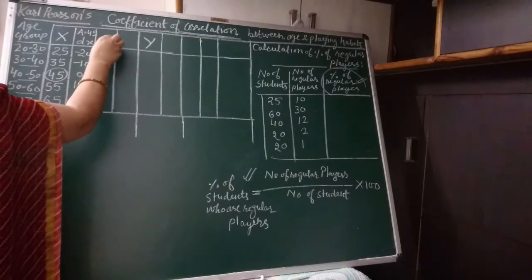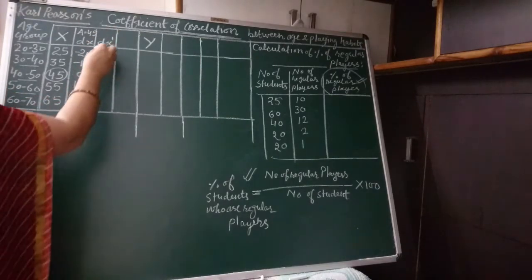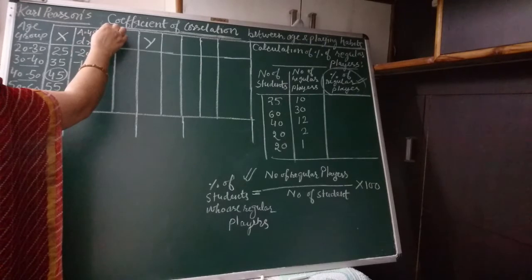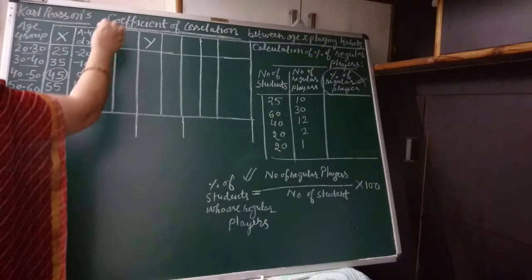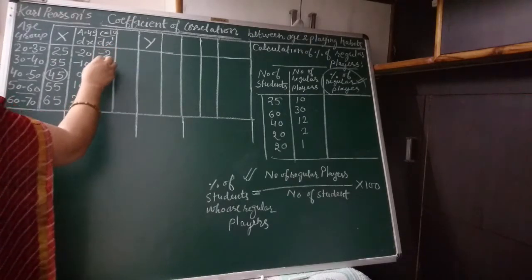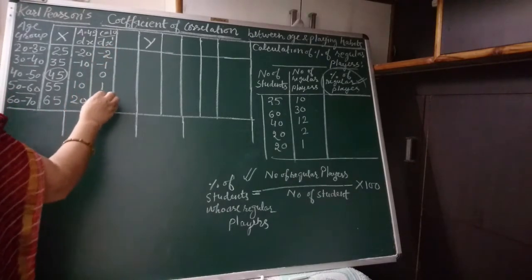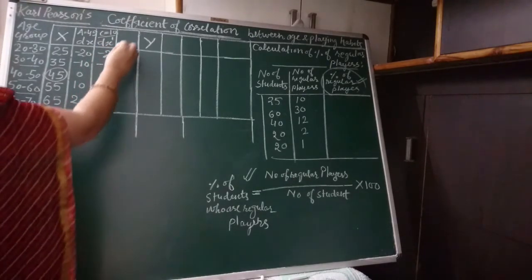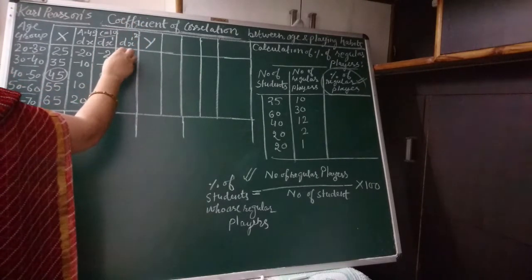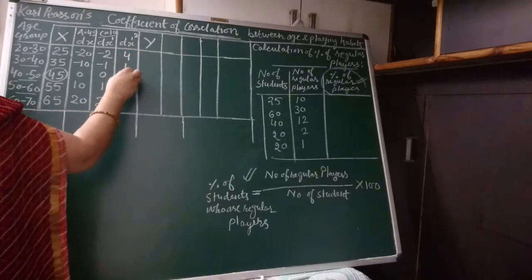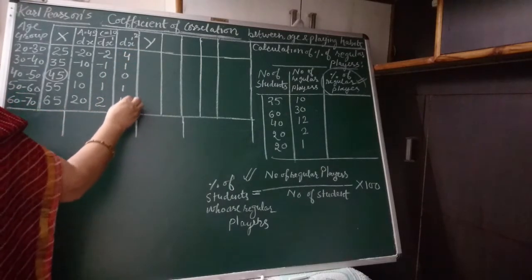Then dx dash. For the calculation of dx dash, the values of dx will be divided by a common factor, which is 10. We are taking 10 as the common factor: minus 2, minus 1, 0, 1 and 2. Then dx dash square: 4, 1, 0, 1, 4.